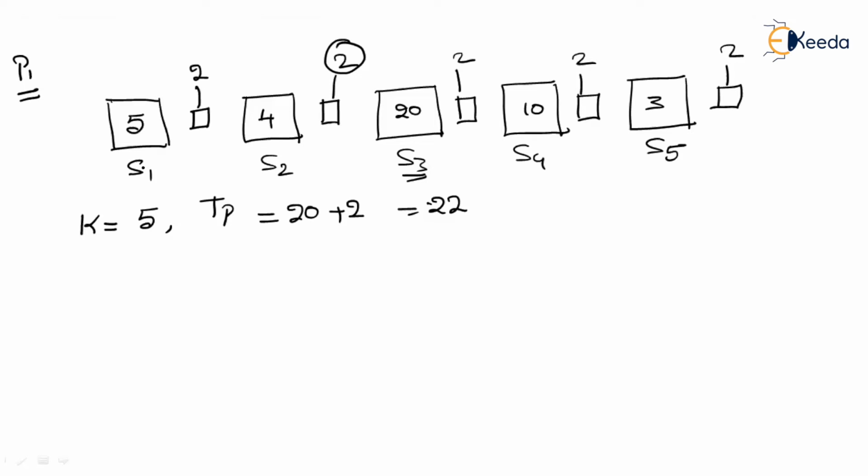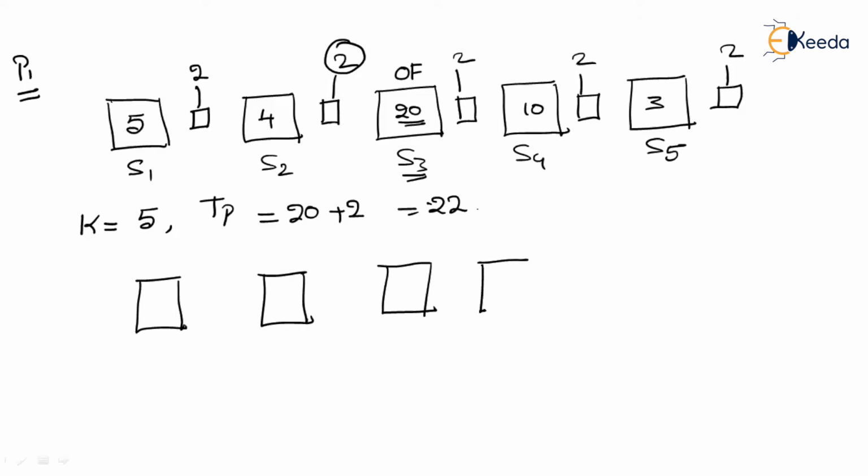Now this pipeline is improved, that is, this pipeline is updated. How? The maximum stage, that is the OF stage, the stage which takes maximum delay, has been divided into 2 separate stages. This S3 has been divided into 2, that is OF1 and OF2, and the remaining will be one and the same. This is only divided into 2 stages in the advanced pipeline.